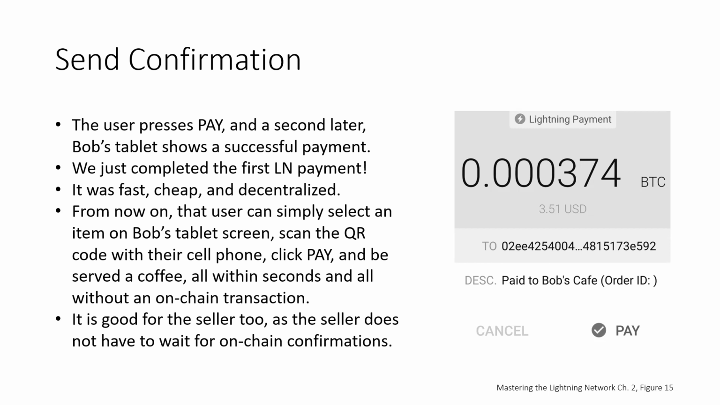But from now on, Alice can simply select an item on Bob's tablet screen, scan the QR code with her cell phone, click pay, and be served a coffee, all within seconds and all without an on-chain blockchain transaction. Lightning payments are good for Bob too as a seller. He's confident that he's going to be paid for Alice's latte without waiting for an on-chain confirmation in Bitcoin. In the future, whenever Alice feels like drinking a coffee at Bob's Cafe, she can choose to pay with Bitcoin on the Bitcoin network or the Lightning Network. Which one do you think she'll choose?